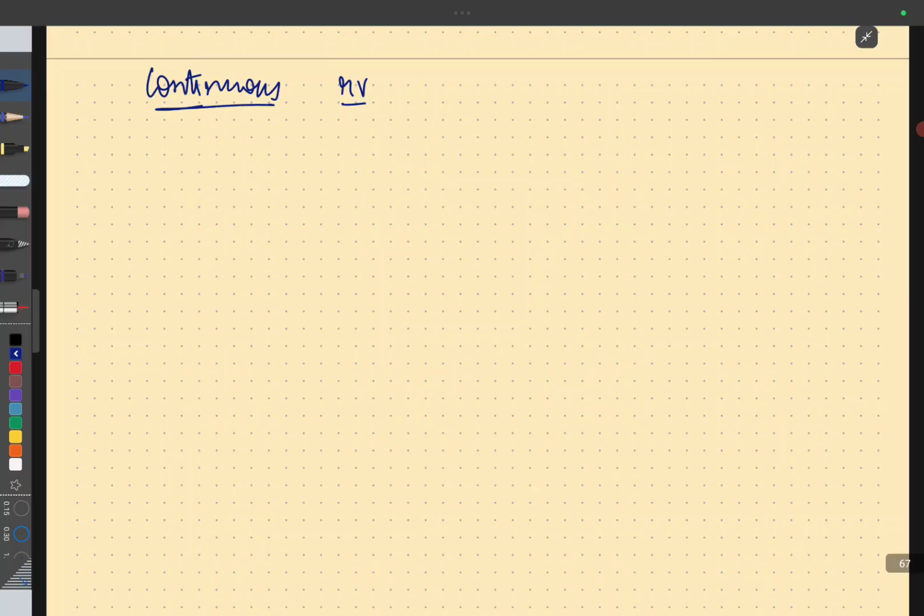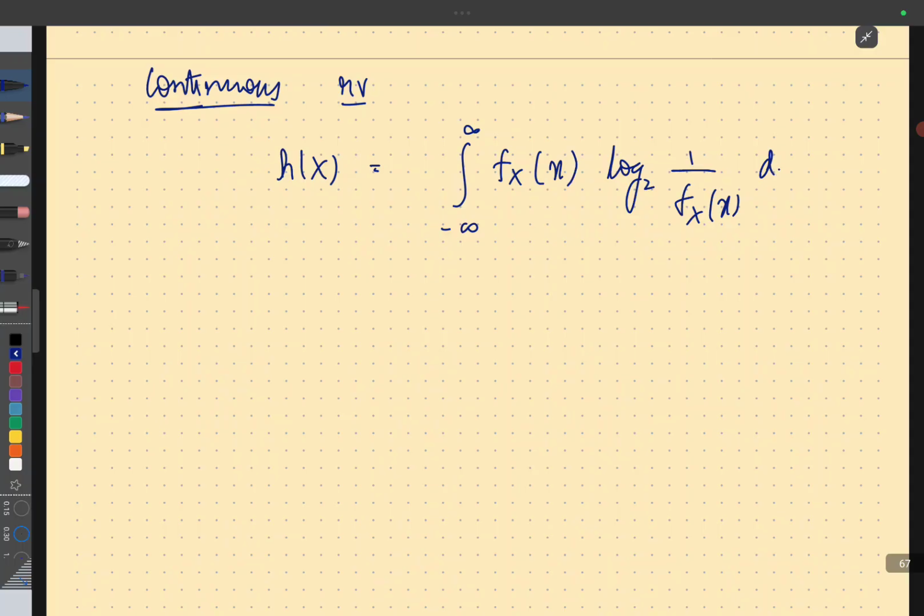So a natural way of defining an entropy for continuous distributions is integral from minus infinity to plus infinity fx of x. Suppose that x has PDF fx, and I can define an entropy in the following manner. This is not called the entropy of the continuous random variable, it's called the differential entropy.